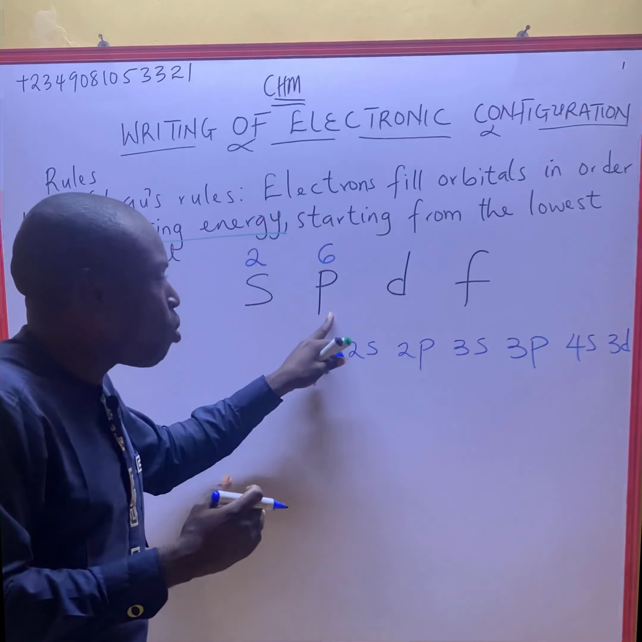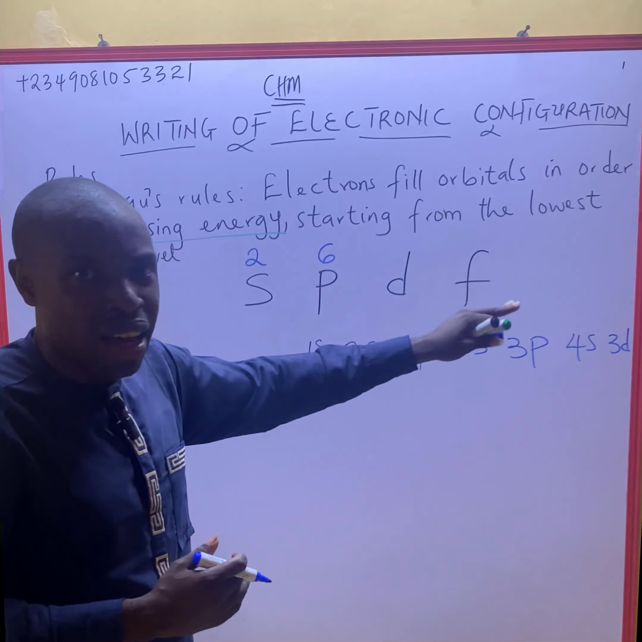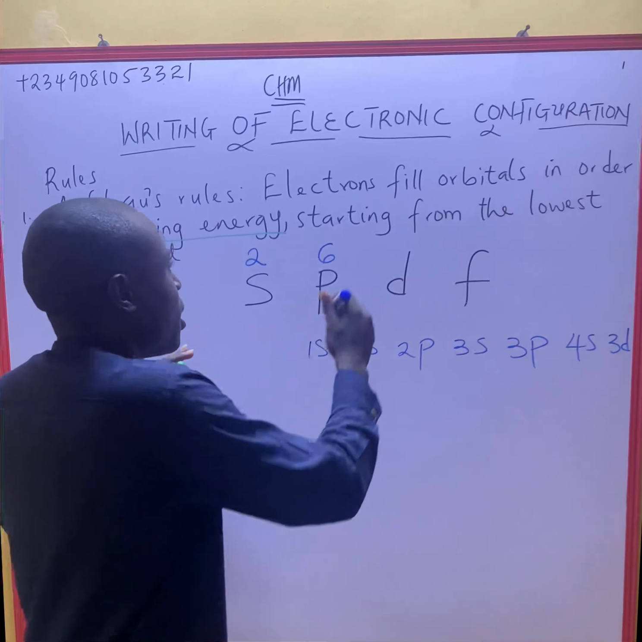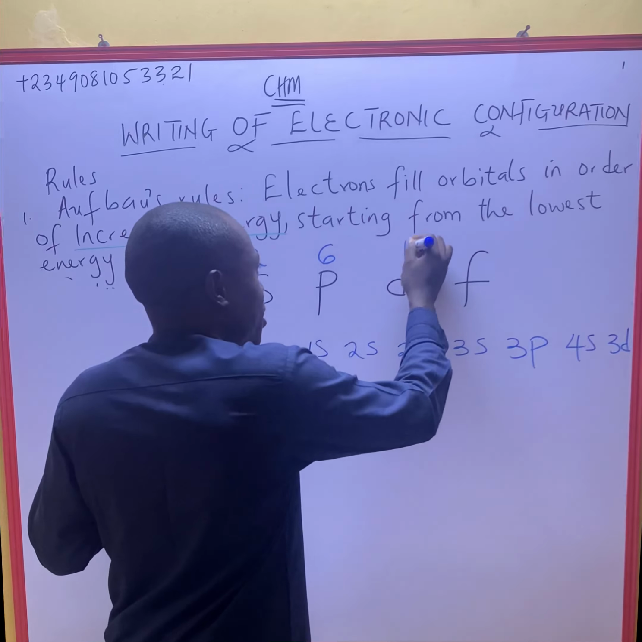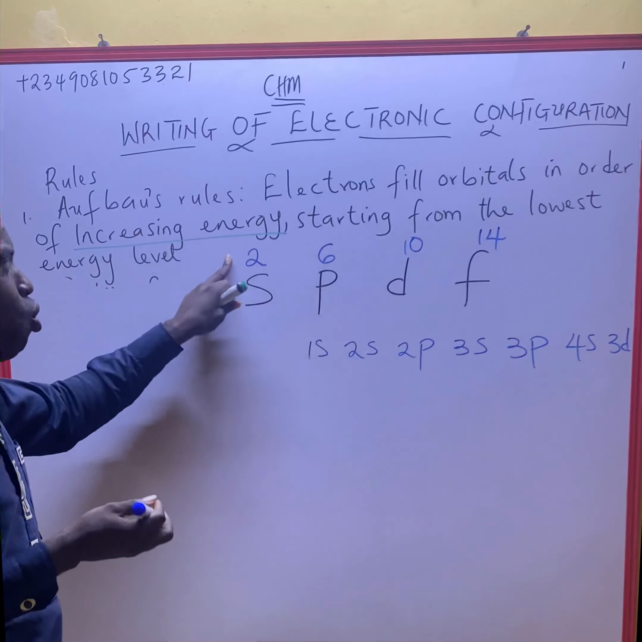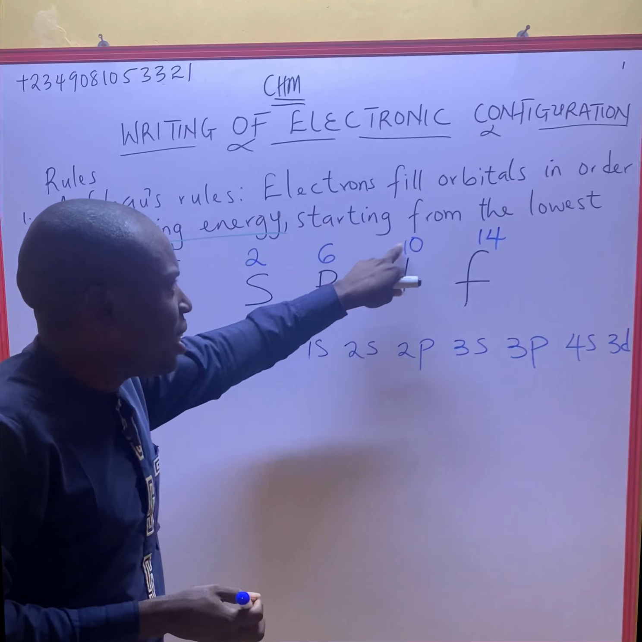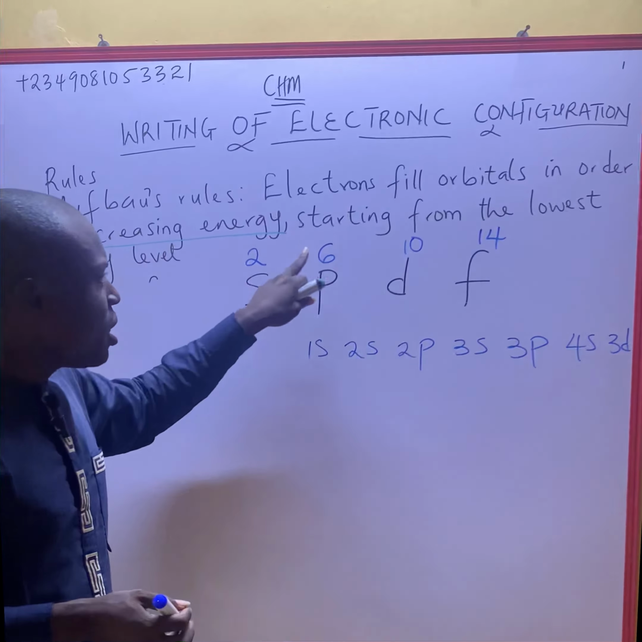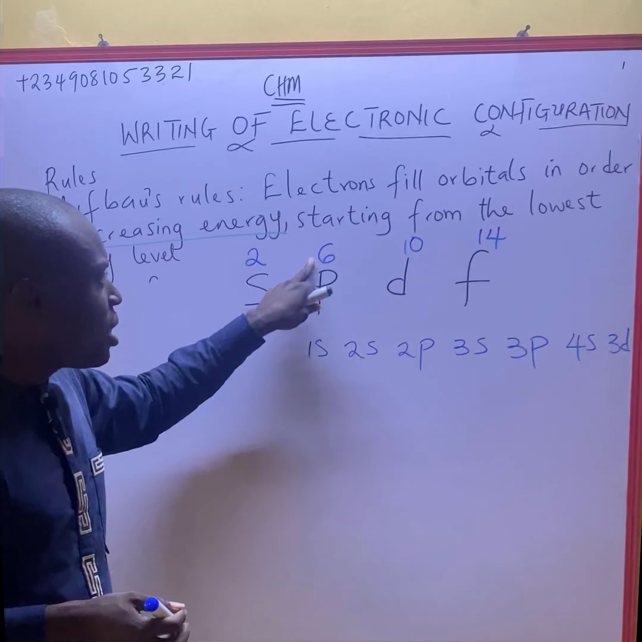If it is more than 6, it will have to go to the next orbital. The maximum of D is 10. The maximum of F is 14. We should take note: 2, 6, 10, 14. Now, if I'm asked to write the electronic configuration for oxygen, which is 8.